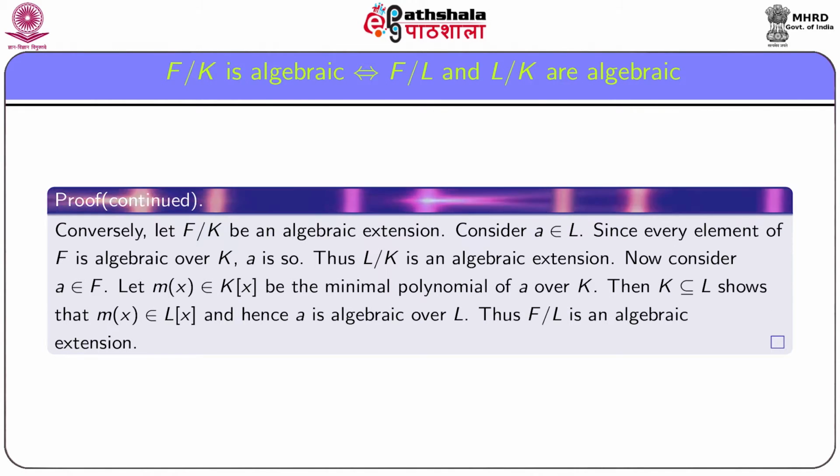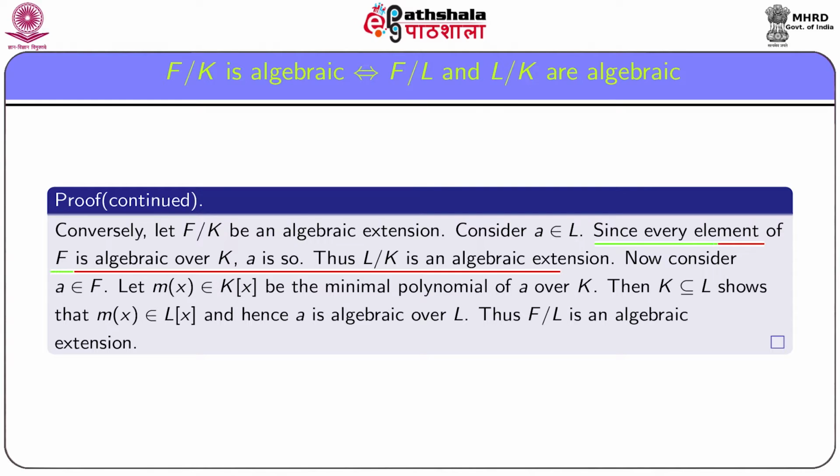For the converse, let F over K be an algebraic extension. We show that the extension L is an algebraic extension of K, and the field F is an algebraic extension of L. For this, consider an arbitrary element a from L. Since every element of F is algebraic over K, a is also algebraic over K. Thus, every element of L becomes algebraic over K, and hence the extension L over K is an algebraic extension.